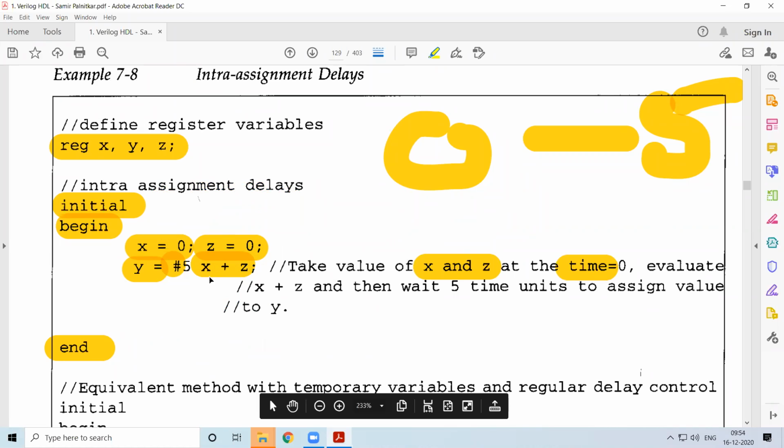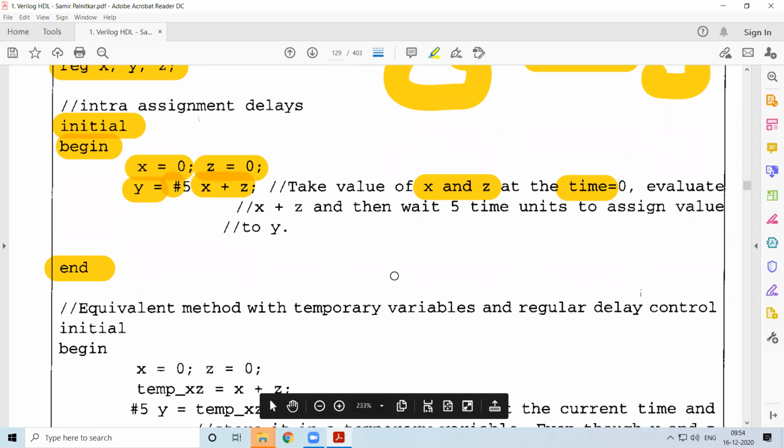When you're doing this, first the expression is evaluated, and then after the delay amount that is specified, the value is stored in y. So this is what is happening in these cases. And in between, say 0 to 5 time units of delay or whatever delay is specified, if x and z change, that will not be utilized. So once the expression is evaluated, it is done. No matter how many times x and z change in this case, it will not be utilized. So this is how it goes around.